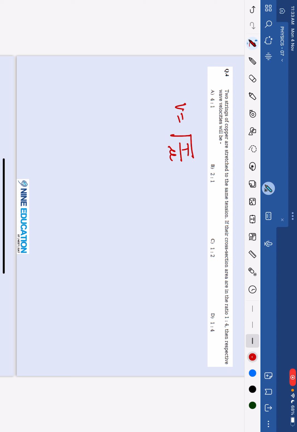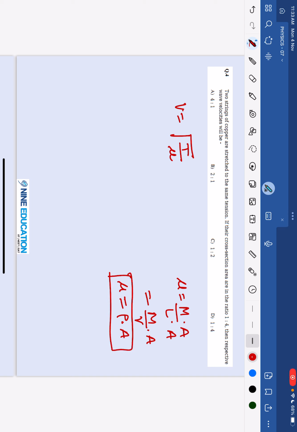Now they have given area. So can I write mu as mass per unit length? If I multiply it by area up and down, I get mass by volume into area, which is basically density multiplied by area. This is my mu. So my wave velocity becomes root T by rho A.